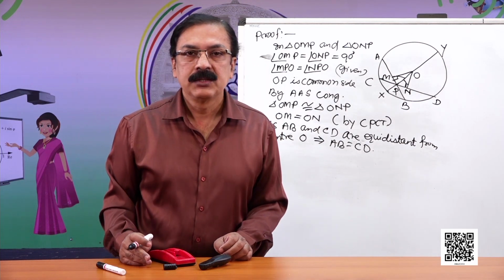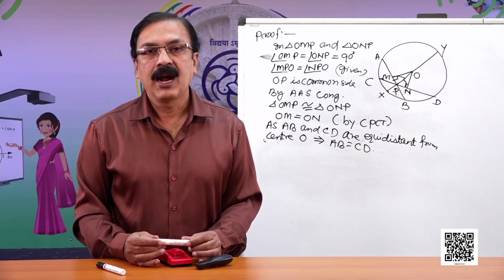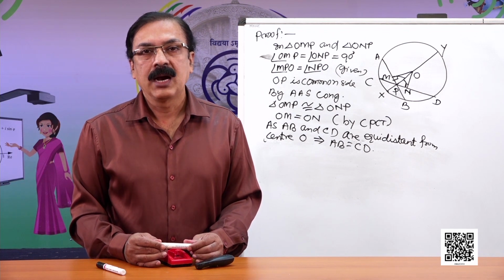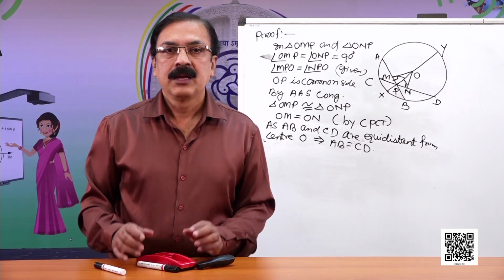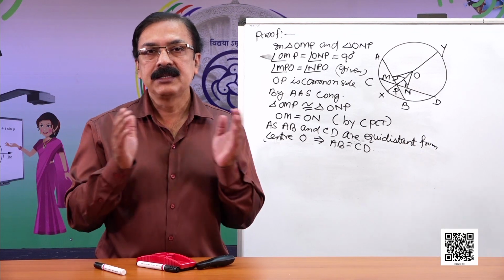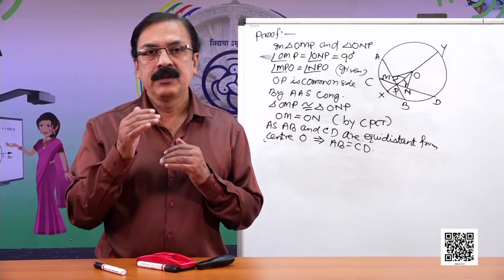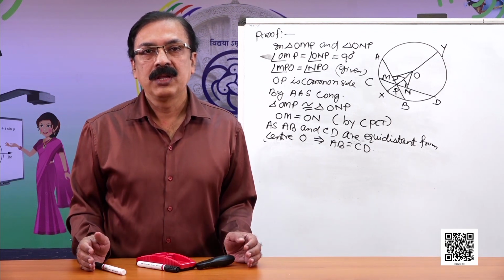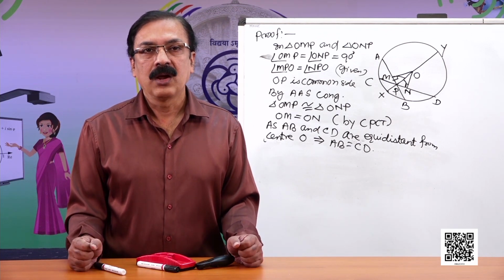So dear students, today we discuss about the chords and their distances from the center of the circle. And we learn that when the distance of the chord is shorter, then its length is longer. And if the distances are equal, then their lengths are also equal, and their converse are also true.